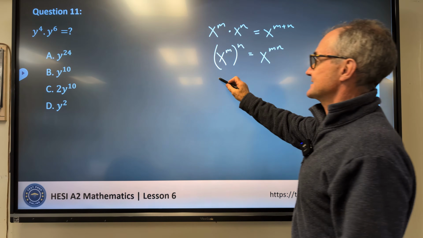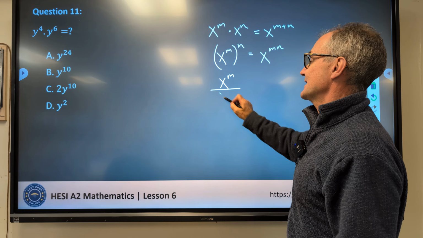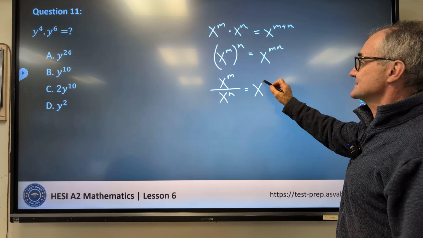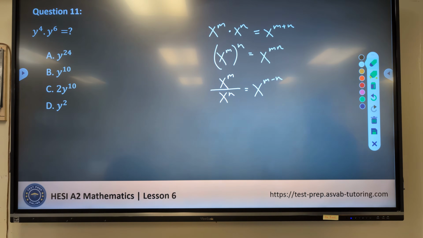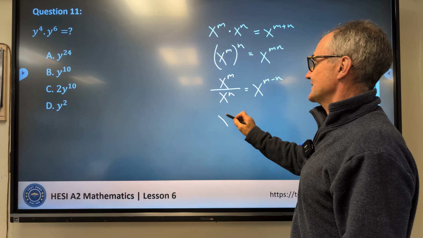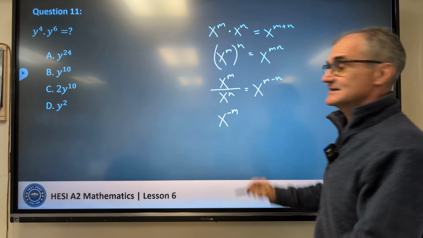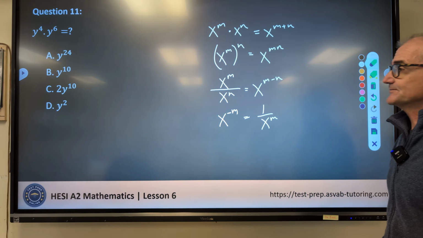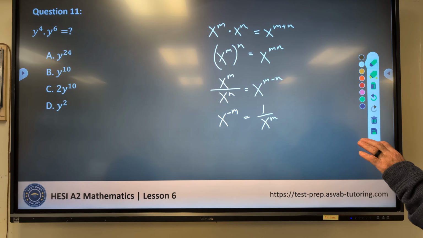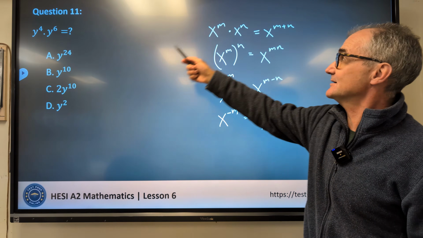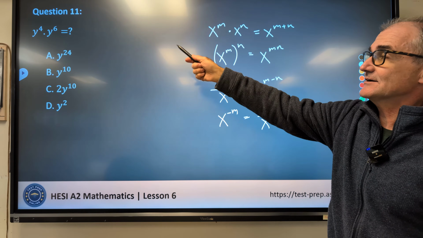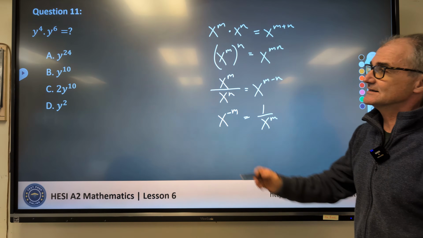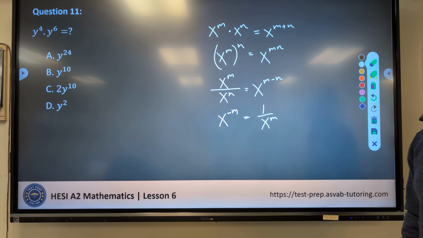If I have x to the m divided by x to the n, again, the same base, I keep that same base. Here, I subtract the exponents. If I have a negative exponent, I can make it positive by reciprocating it. So that's equal to 1 over x to the positive m. So those are the rules of exponents. I could see in this problem right here, it's going to apply to the first rule. They are the same bases. I am multiplying them together, so I add the exponents. 4 plus 6 is 10. Correct answer, answer B, y to the 10th.